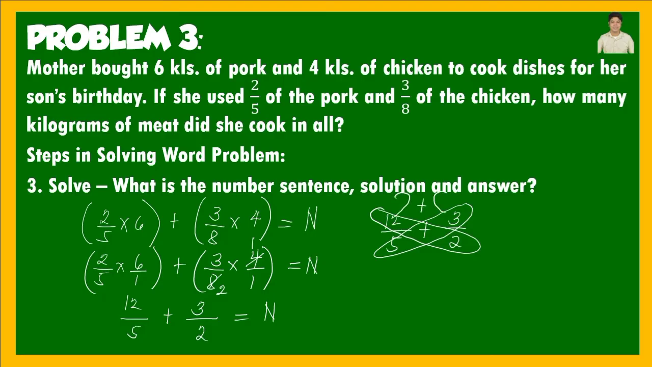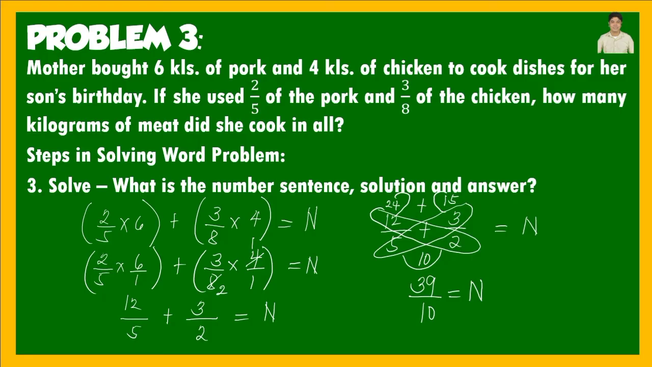Add. Tapos sa ibaba, so 12 times 2, we have 24. So sulat po natin to under sa antena niya. And then 5 times 3, we have 15. And then yung sa baba, i-multiply po natin 5 times 2, 10. So ngayon, i-add po natin yung nasa taas. So 24 plus 15, we have 39 over 10 is equal to n.